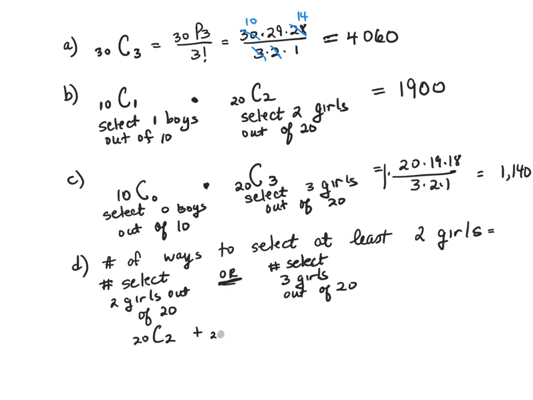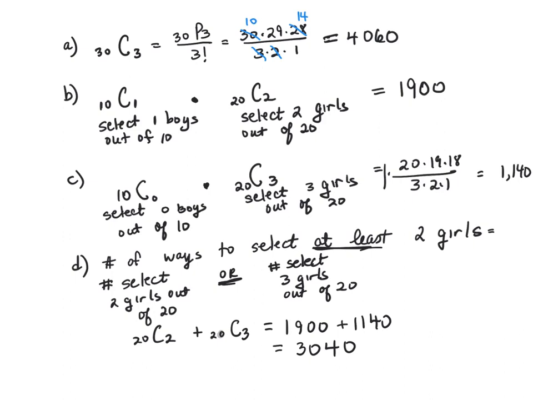20C3. So in part B, the answer was 1900. And in part C, the answer was 1,140. And when we add them, we get 3,040 ways. So the word at least is popular in both combinatorics and in probability. At least implies that number plus whatever it takes to get up to the maximum that we have.